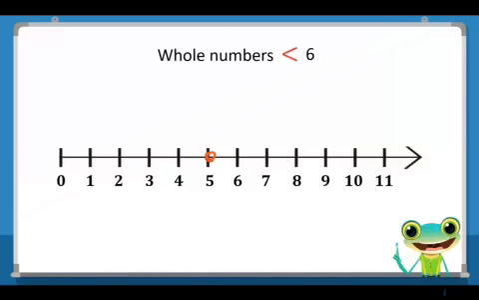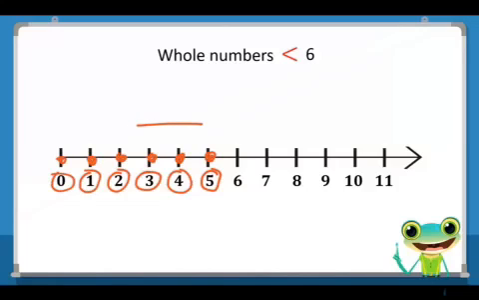We have 5, 4, 3, 2, 1, 0. I'll go to -1, -2, onward. So we can use shaded dots, or we can also circle the numbers. There you go. And that represents all whole numbers less than 6. And of course, we can draw an arrow to show that it goes indefinitely in that direction.